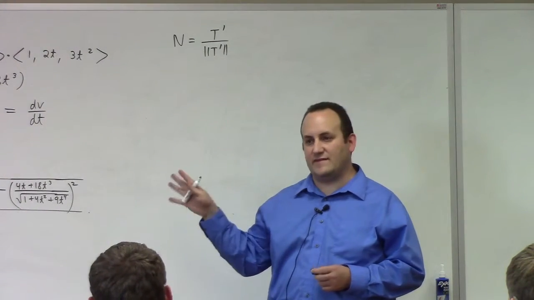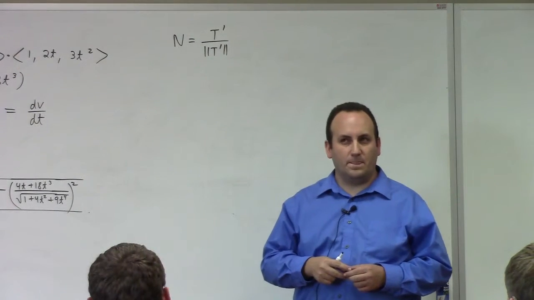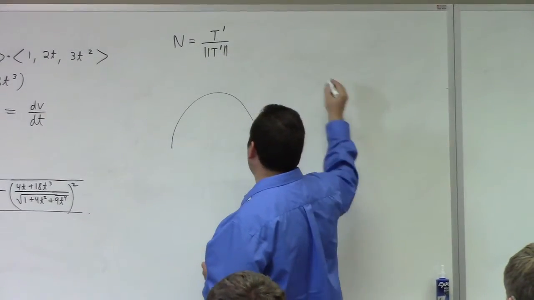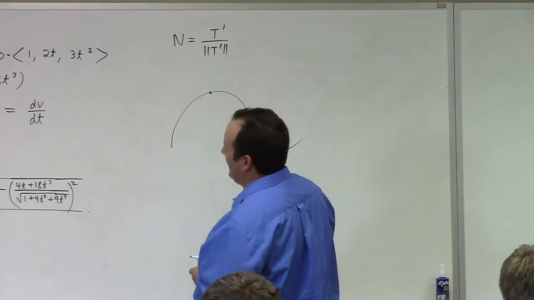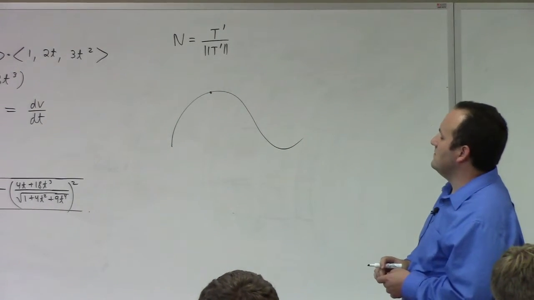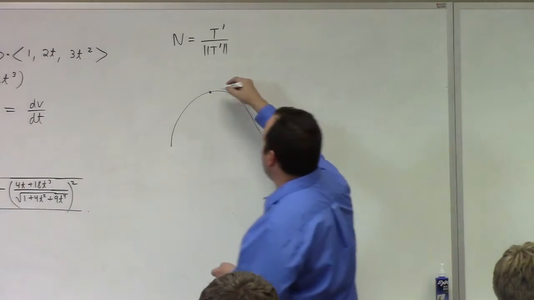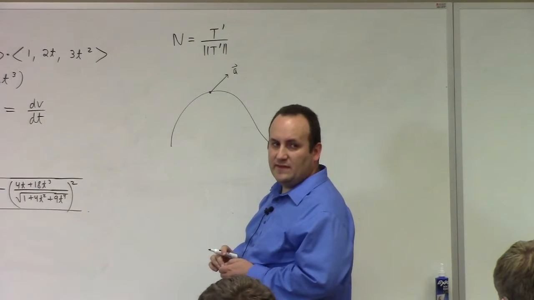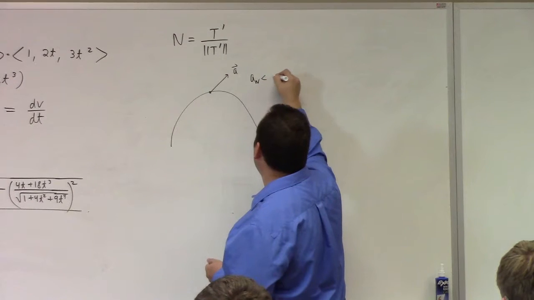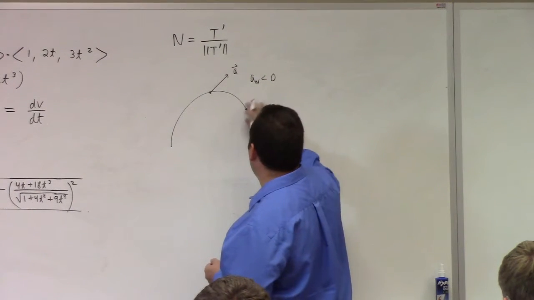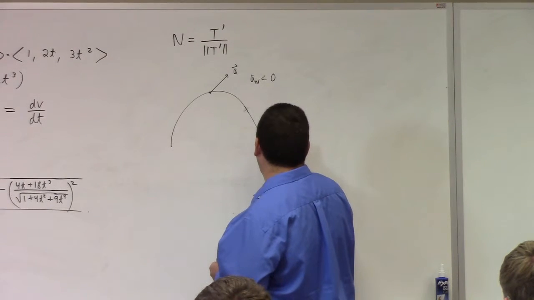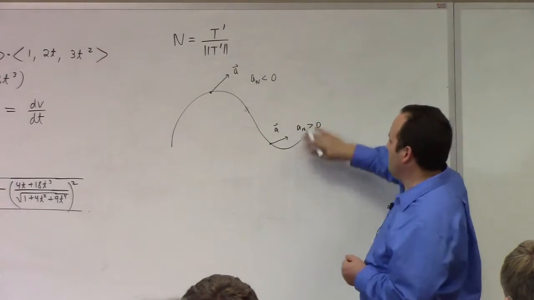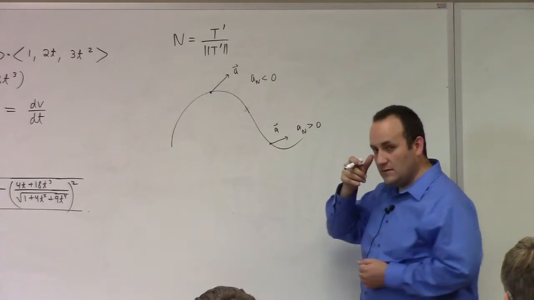The question was, is there a way to find the sign without doing all the calculations? If you have other knowledge about the curve, like, for example, this is a picture of the curve, and if the acceleration's out here, if the acceleration's like that, that would mean that the a sub n is less than zero. If the acceleration here was like this, that would be a sub n is positive. But I'm not sure right offhand what's the best way to determine the sign without actually doing calculations.